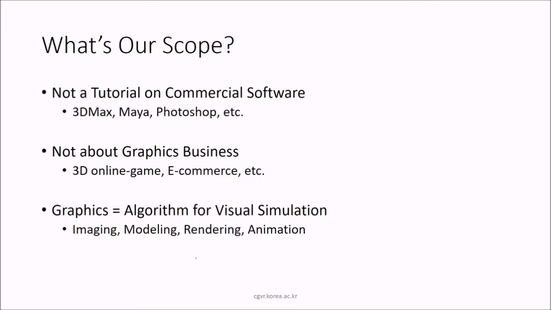So what is our scope? This is not a tutorial for any commercial software like 3D Max, Maya, or Photoshop. All these you can learn easily, but this is not our scope. We are not about some graphics business like 3D online games or e-commerce. Our scope is graphics as algorithms for visual simulation: imaging, modeling, rendering, and animation. These are the four things which we will elaborate, and we'll tell you what algorithms there are, what the basic science is, what the computer deals with, how you represent 2D and 3D, and how you render it. All those things we are going to cover.